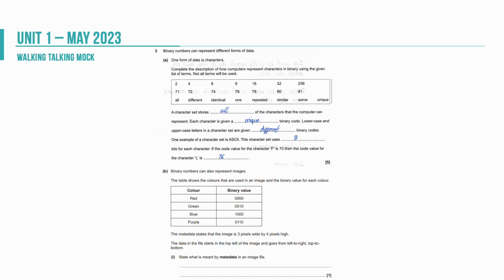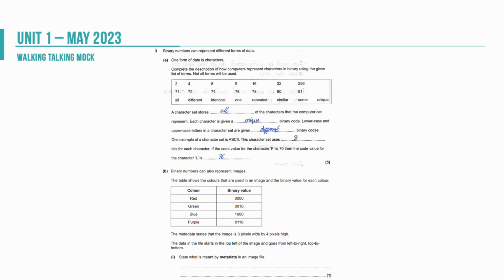Now this is a slightly controversial question because ASCII can be 7 or 8 bits. Now officially ASCII is 7 bits and extended ASCII is 8. However, the exam board have said they're always going to consider ASCII to be 8 bits, and they've also not given you 7 as an option. So a character set in ASCII uses 8 bits for each character.